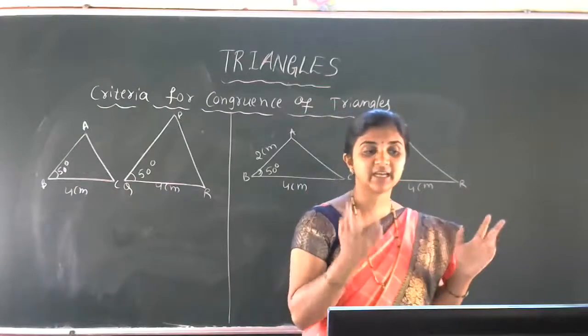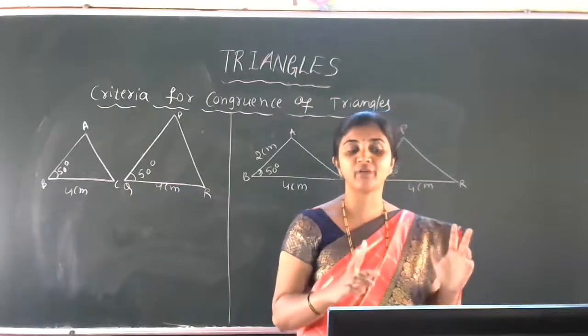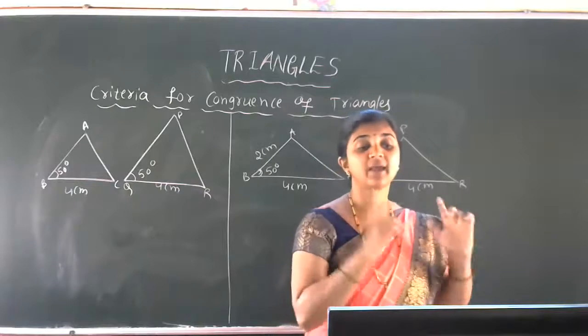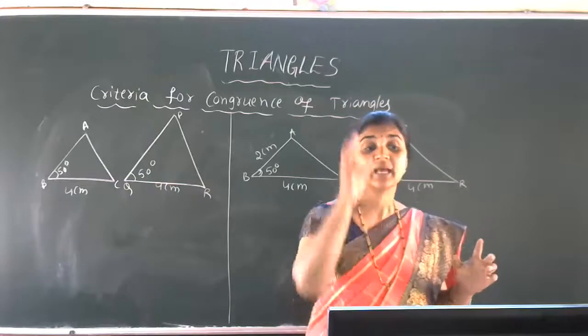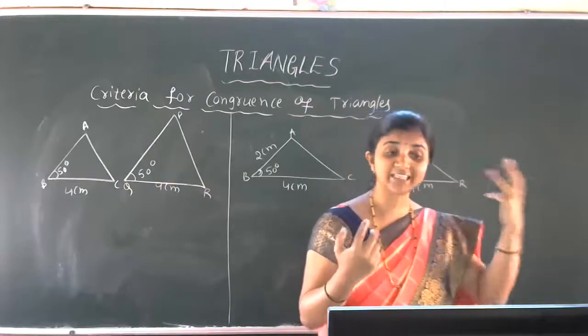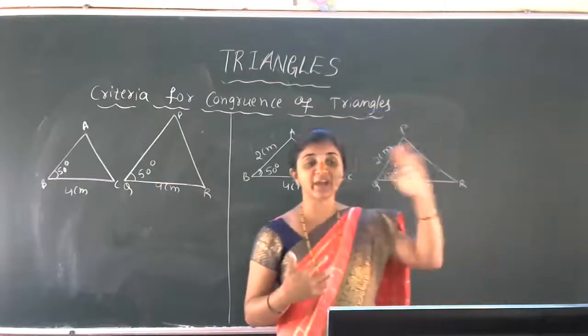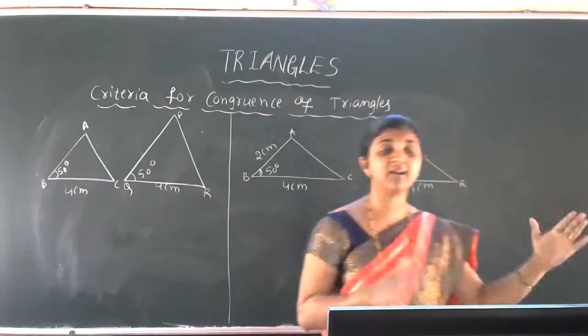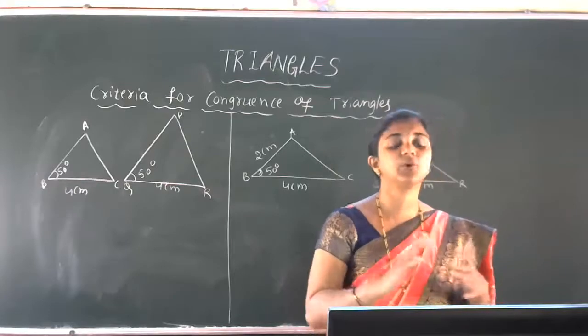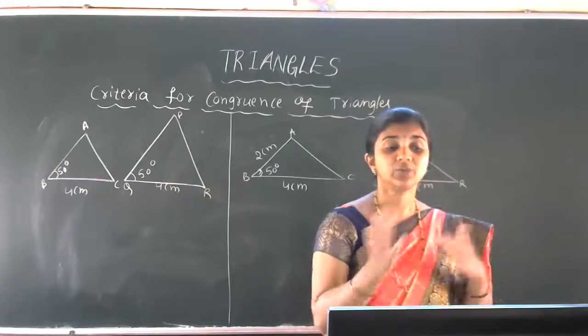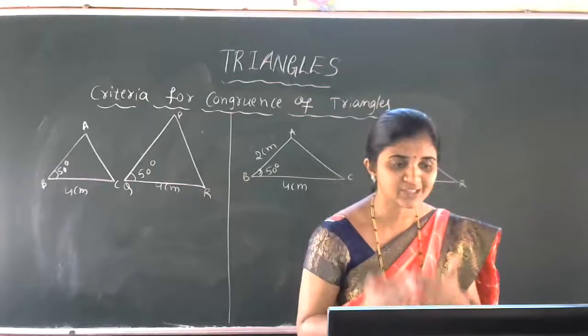Two triangles are said to be congruent to each other only when they have the same shape and same size. Same size in the sense, in a triangle we can observe three sides and three angles. The three sides and three angles of one triangle are equal to the three sides and three angles of the other triangle, then only we can say that the two triangles are congruent to each other.